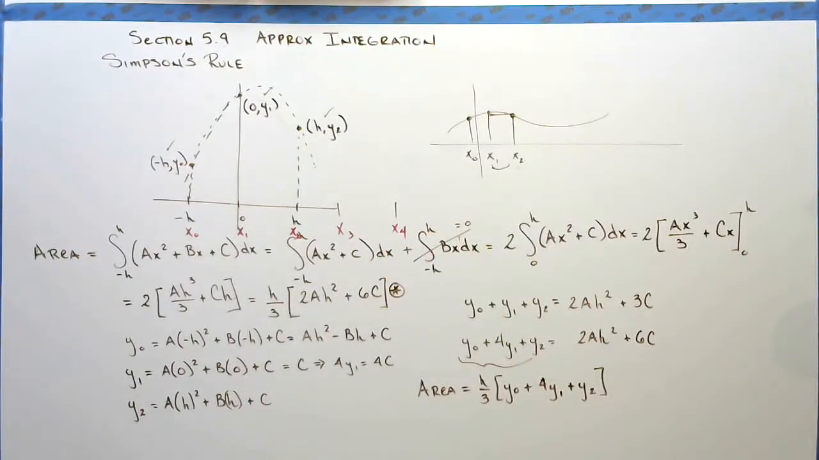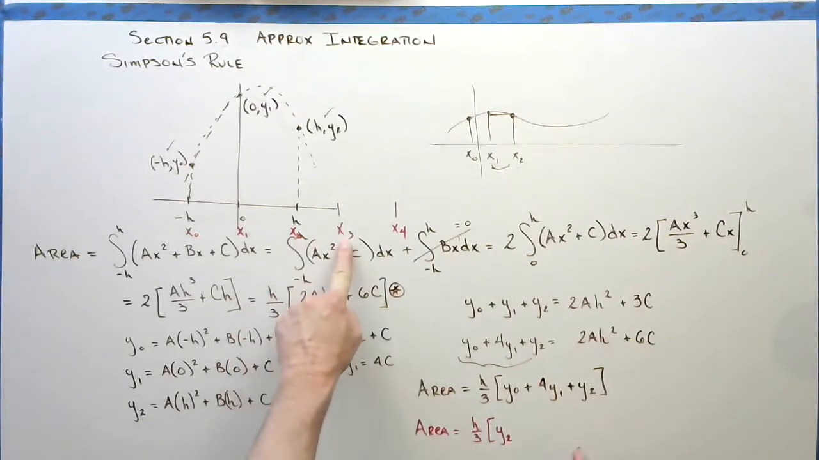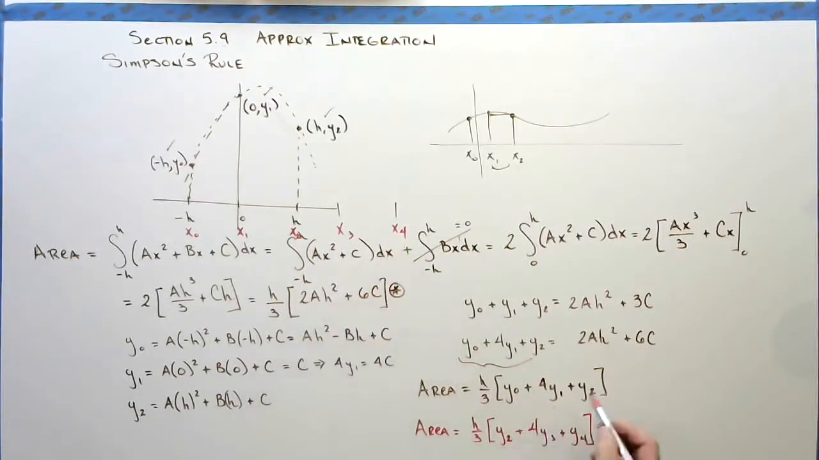If we went from x sub 2 to x sub 3 to x sub 4, our area there, we'll write it in pink, would be h over 3. Our left-hand endpoint would be y sub 2. That would be going along with this. But then here we would have 4 y sub 3s, and then we would have 1 y sub 4. Exactly the structure we have right here.